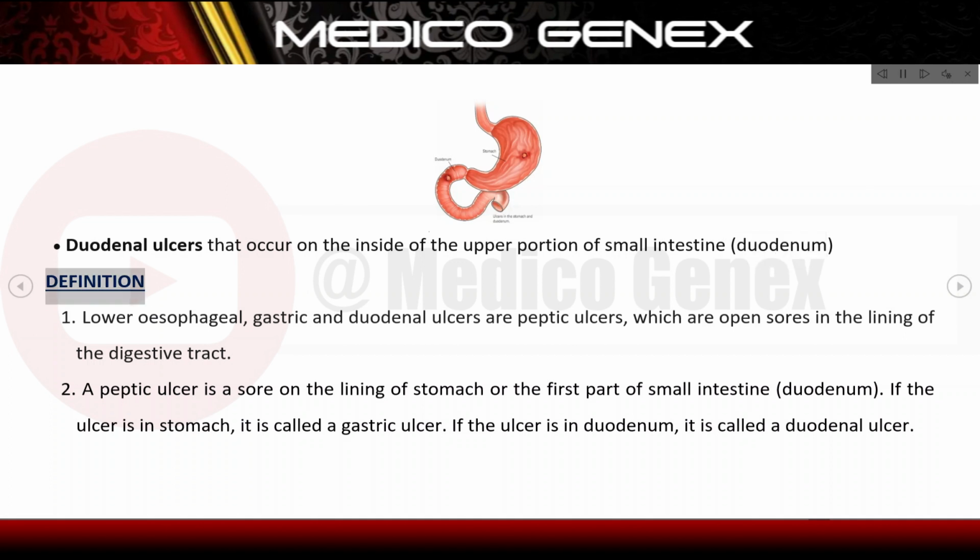Definition. Lower esophageal, gastric and duodenal ulcers are peptic ulcers, which are open sores in the lining of the digestive tract. A peptic ulcer is a sore on the lining of stomach or the first part of small intestine, duodenum. If the ulcer is in stomach, it is called a gastric ulcer. If the ulcer is in duodenum, it is called a duodenal ulcer.